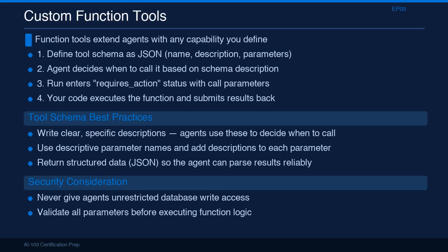The quality of your tool descriptions directly affects how well the agent uses them. Write clear, specific descriptions. If a description is vague, the agent may call the wrong tool or not call it when it should. On the security side, always validate parameters before executing any function. Agents can sometimes be manipulated via prompt injection in the user's input, so never trust function parameters without validation.